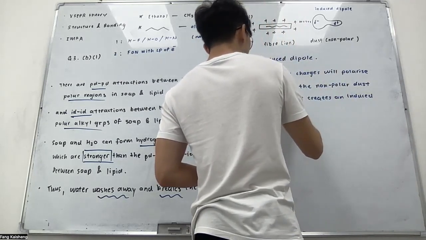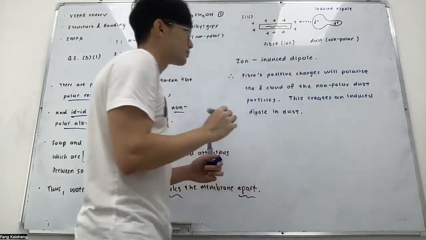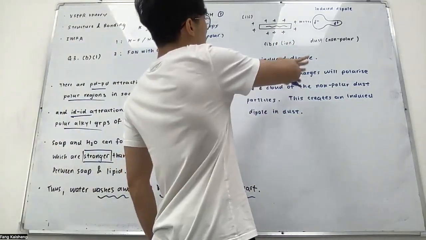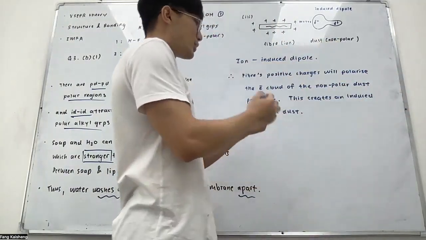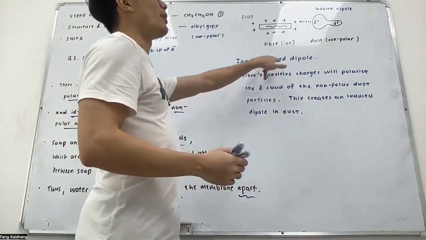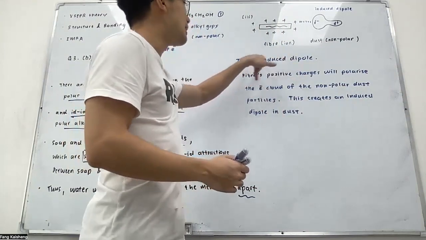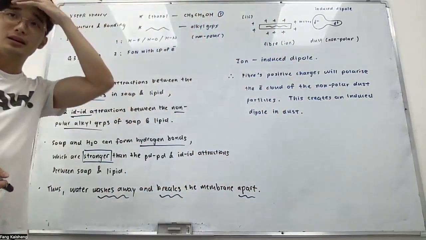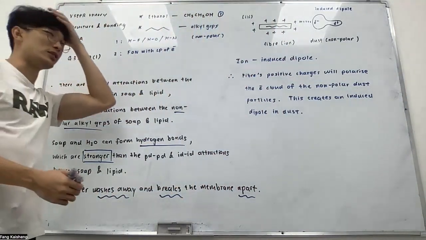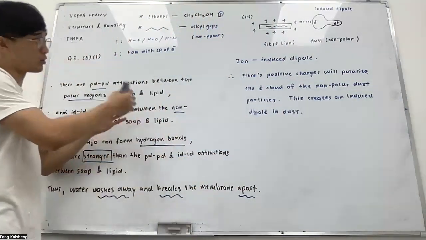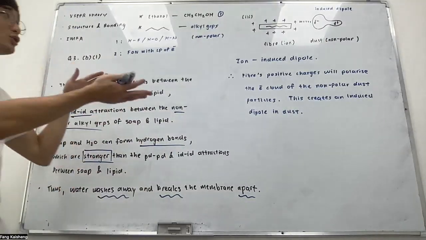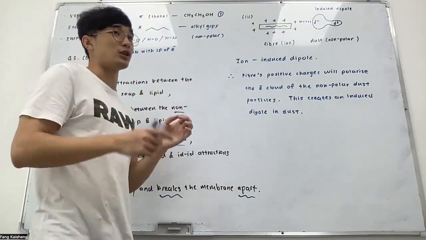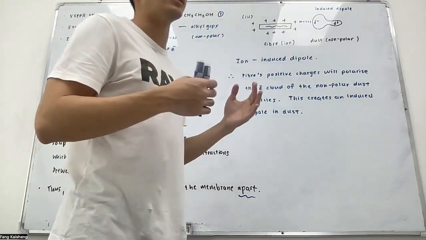It creates an induced dipole in dust. And that's pretty much all you need to say, thus creating ion-induced dipole interactions. Your explanation is just to talk about how these induced dipoles come about, because ion, you don't need to explain, ion is just ion. Right, okay? So you can see how chem bonding questions can really take a turn. It could be easy, but it could be as difficult as this. So you learn a new type of interaction, you must play by ear, essentially.